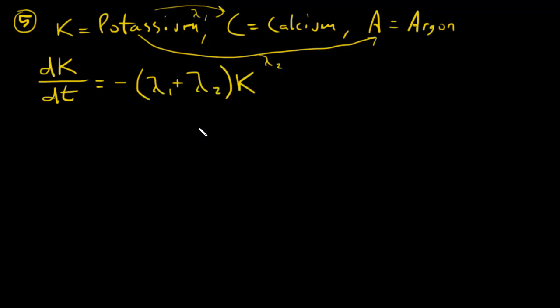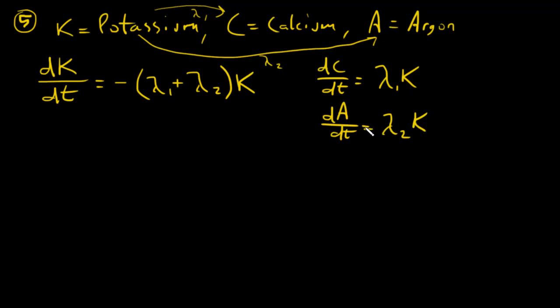Right? And then dC dt is going to be, we said that it had lambda 1, so it's going to receive positive lambda 1 K, and dA dt is going to be positive lambda 2 K. All right, so we have 3 differential equations, and we're now going to try to solve everything.